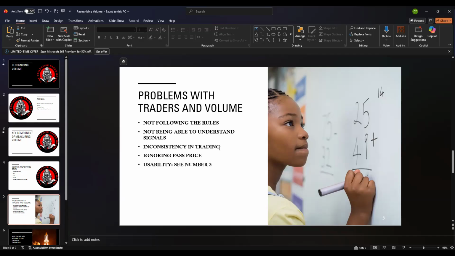Ignoring past price. Past price, you could say, is a form of what, ladies and gentlemen? Structure. Yes. And usability. Go back to C number 3, inconsistency of trading. If you're having a problem with usability, it's because of this right here. Y'all feel me? Yes, sir.